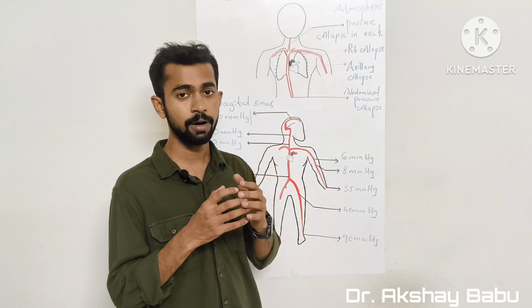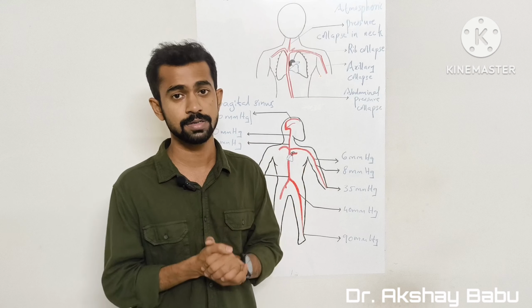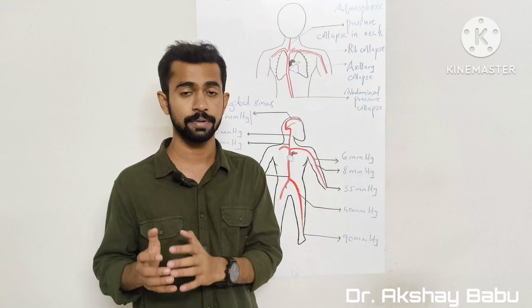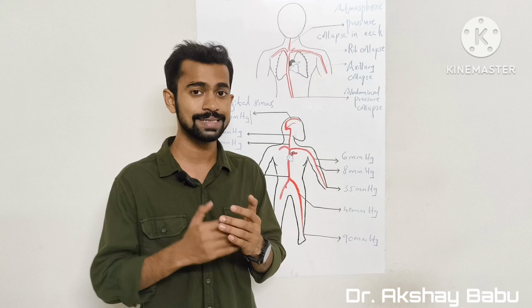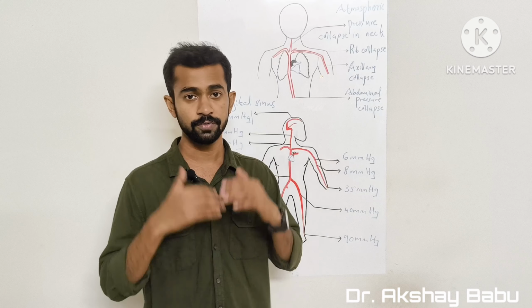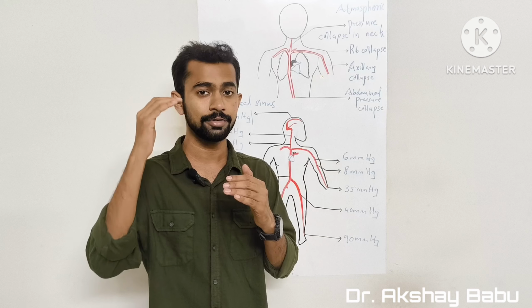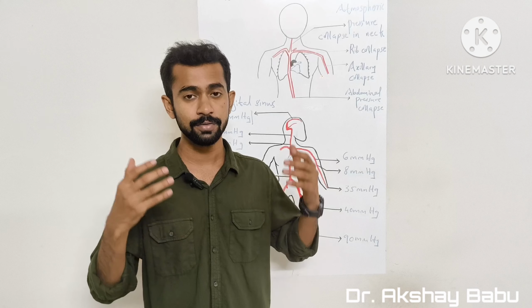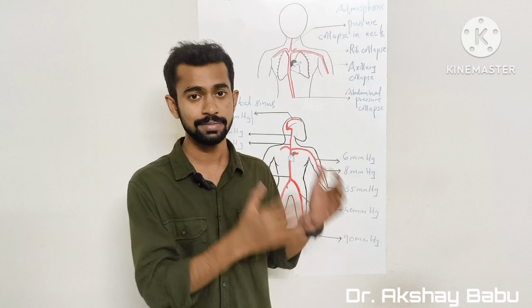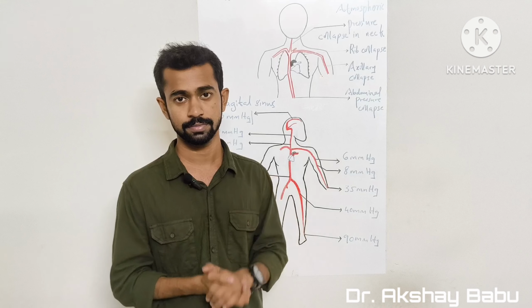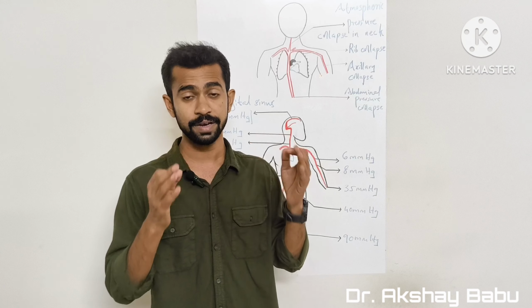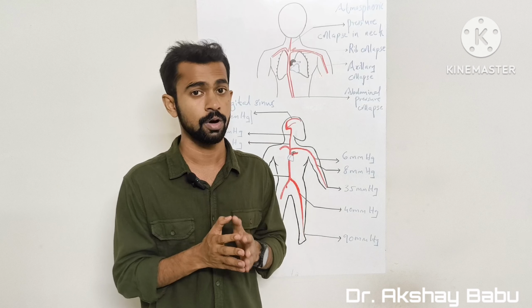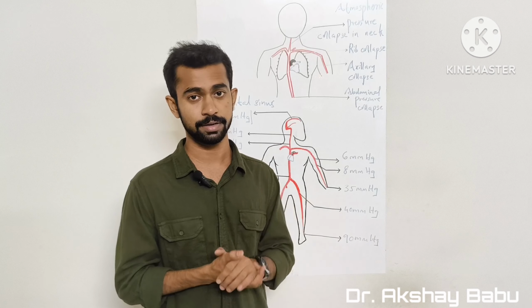So the opening up of collapsed points occurs whenever the right atrial pressure increases from 4 to 6 millimeters of mercury. Further increase in right atrial pressure can lead to an increase in peripheral venous pressures in the limbs and elsewhere. Next, coming to the effect of intra-abdominal pressure over venous pressures of the leg.